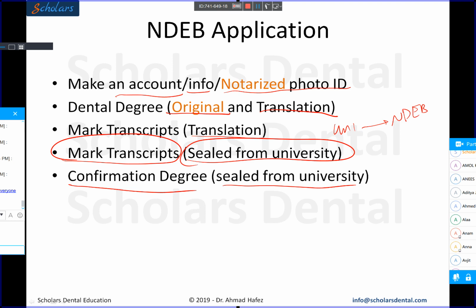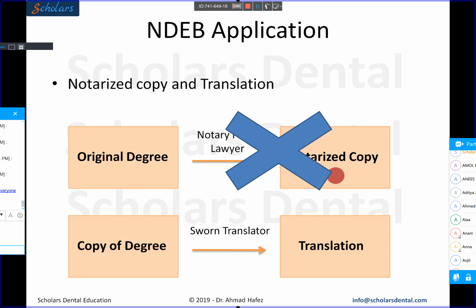Is that clear? So let's see. Pretty much, they used to say they wanted only a notarized copy of the degree, but now they want the original degree. That's what people are telling me. And then you also want a copy of the degree and a translation. So that's how the translation works.